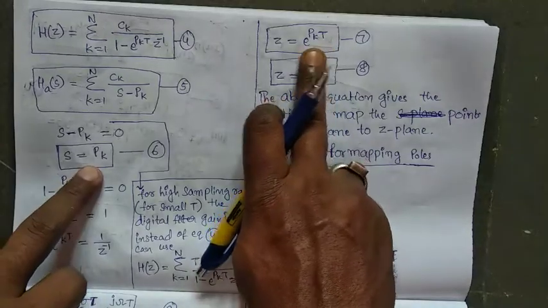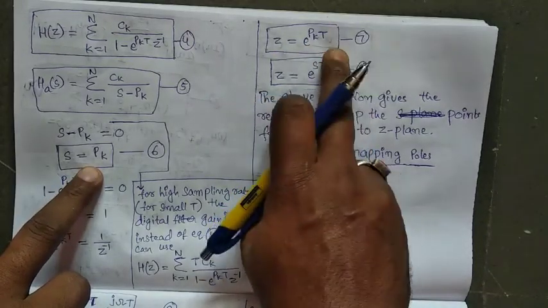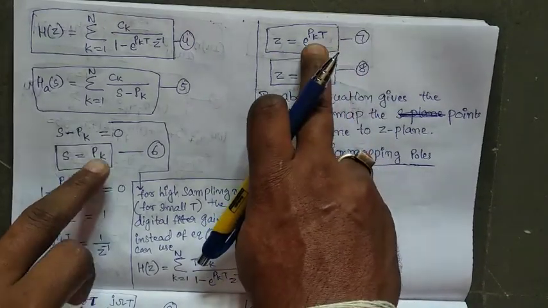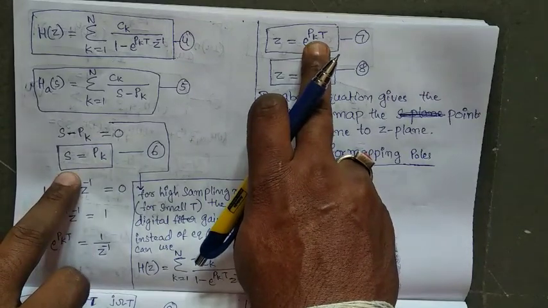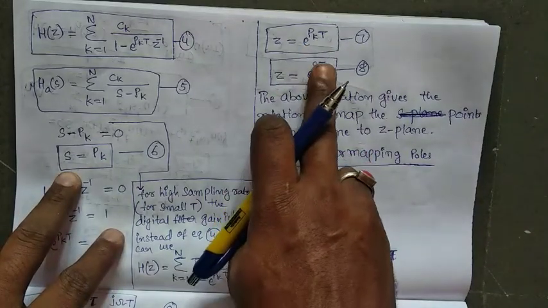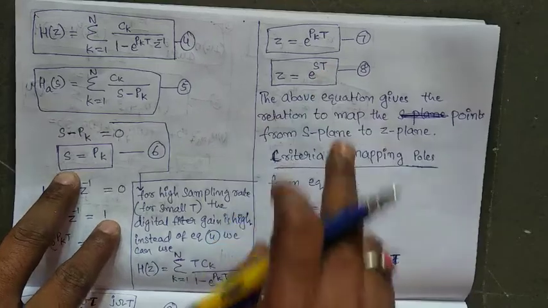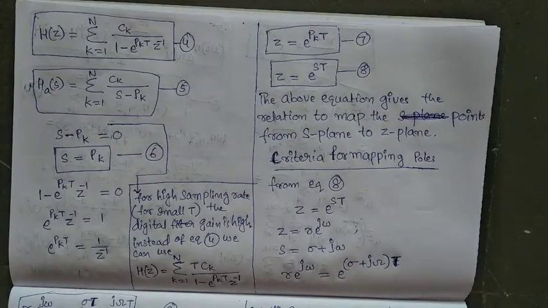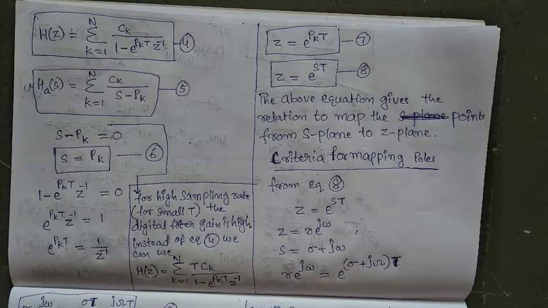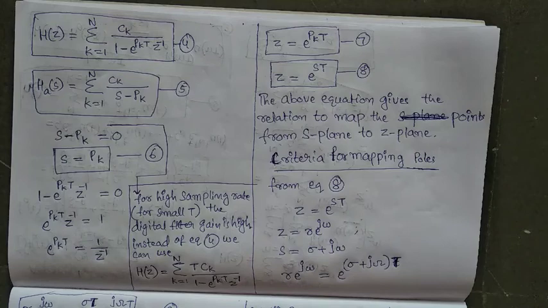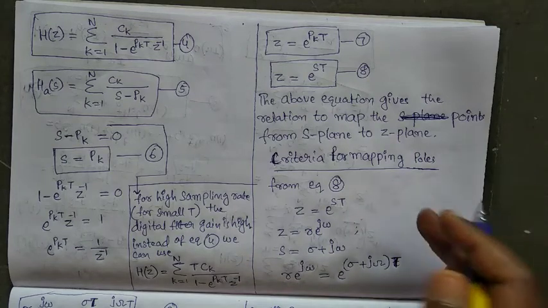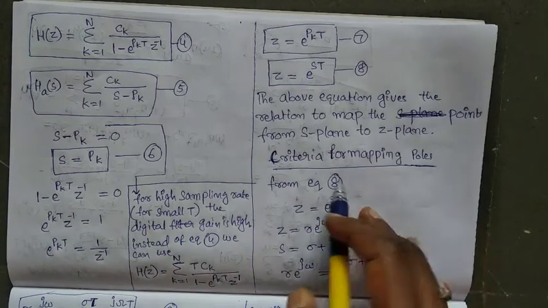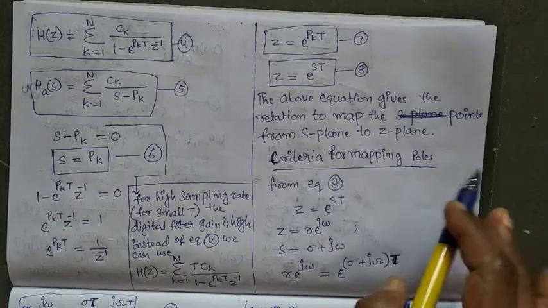From equation 6, I am taking this as equation 7. From equation 6, pk is equal to what? Yes, here z is equal to e power sT. This equation gives the relation to map the poles from the S plane to the Z plane. Now we are observing the criteria for mapping poles.